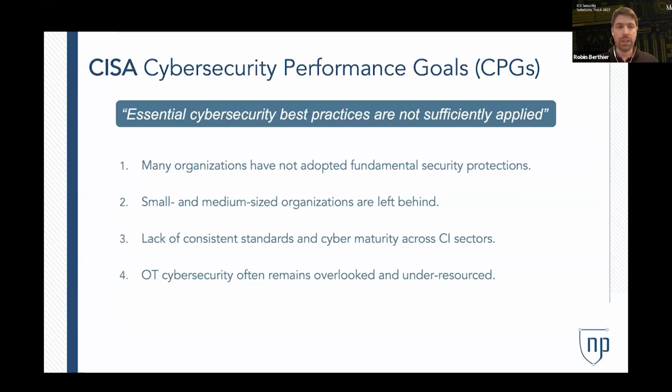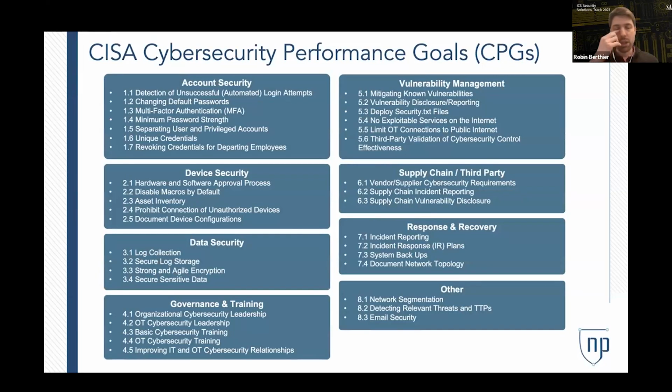So they launched the CPGs that are divided across 38 goals into those different buckets that you can all recognize. So there are typical cybersecurity areas from security of accounts, devices, data, governance and training, management of vulnerabilities, as well as managing supply chain and third party, how to respond and recover. And then they have 3 additional goals in other categories.